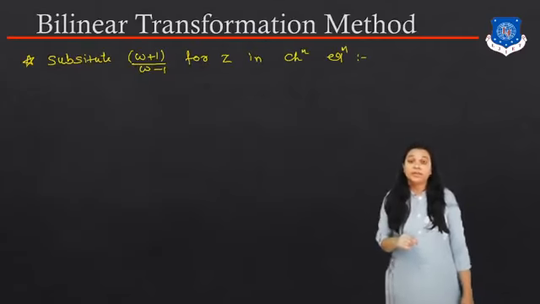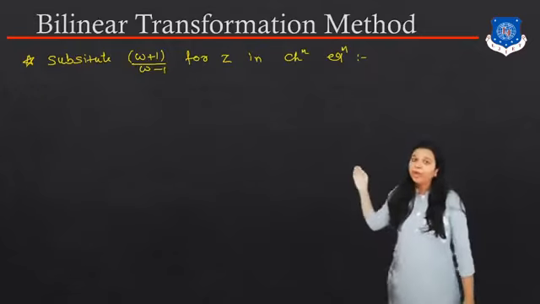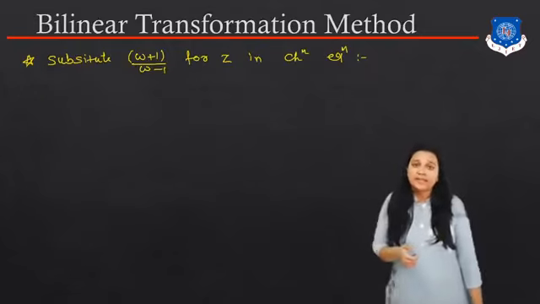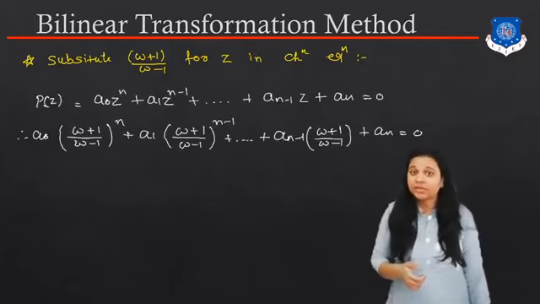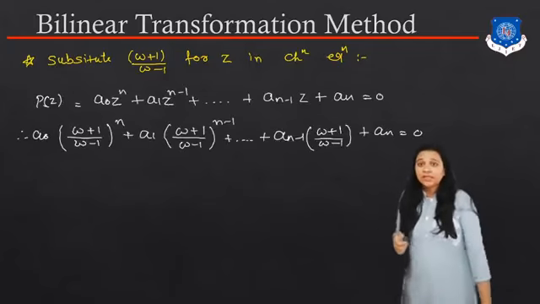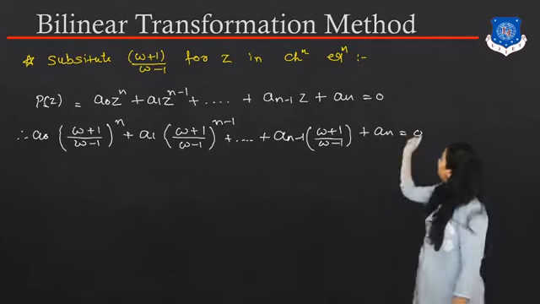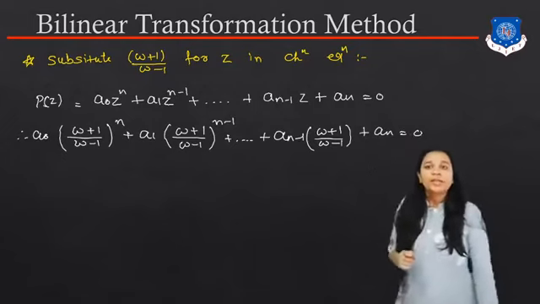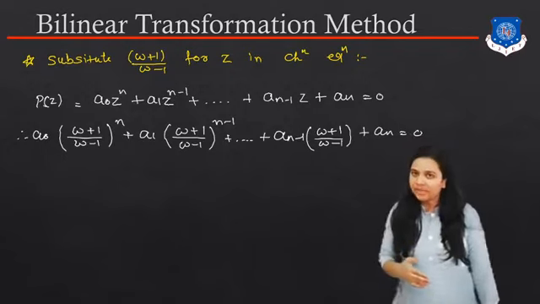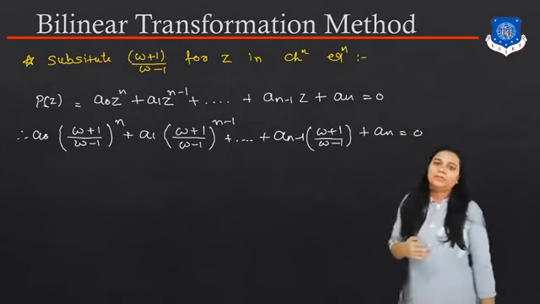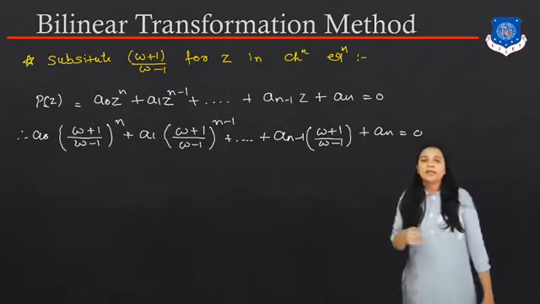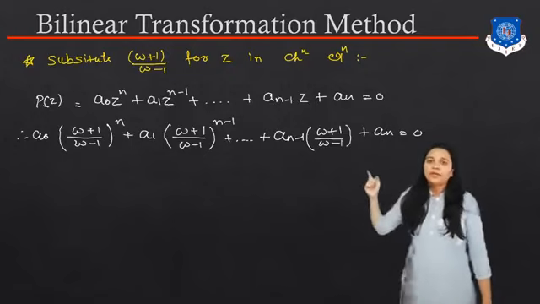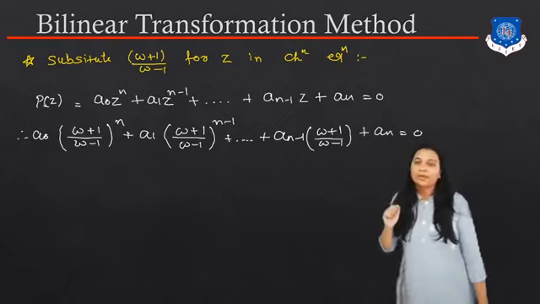Now next, we have to substitute (w + 1)/(w - 1) for z in the characteristic equation. So what is the characteristic equation in the z domain? P(z) = a0 z^n + a1 z^(n-1) + ... + a(n-1) z + an = 0. So now put z = (w + 1)/(w - 1).